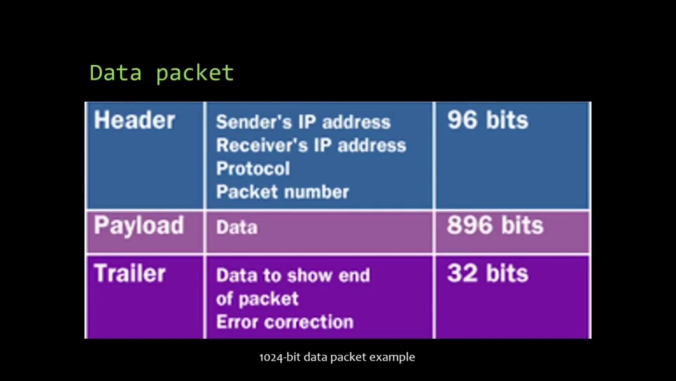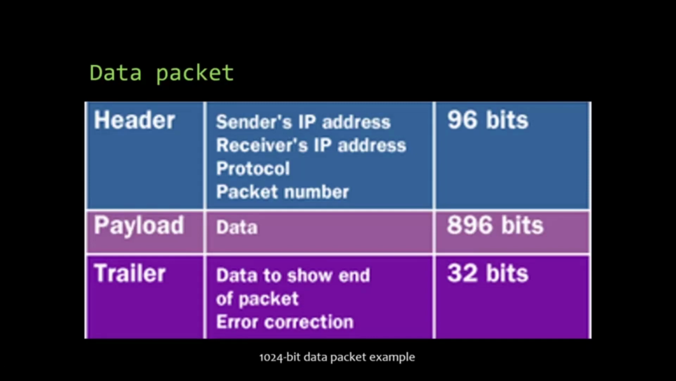The payload then is the data itself, and it's usually around 896 bits. If this packet specifically has fewer bits than those, then you would use what's called padding to fill out the remaining bits up to 896 bits.